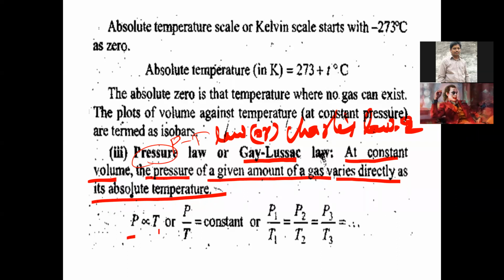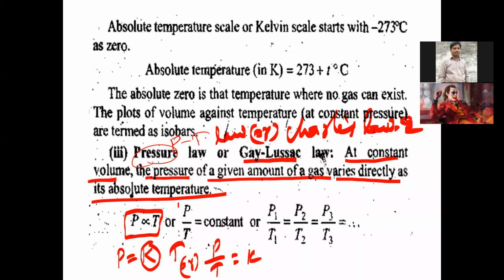So pressure is directly proportional to absolute temperature, where capital T indicates absolute temperature, Kelvin temperature. P is proportional to T, so P is equal to some constant K into T, where K is the proportionality constant. Then P by T is equal to a constant.